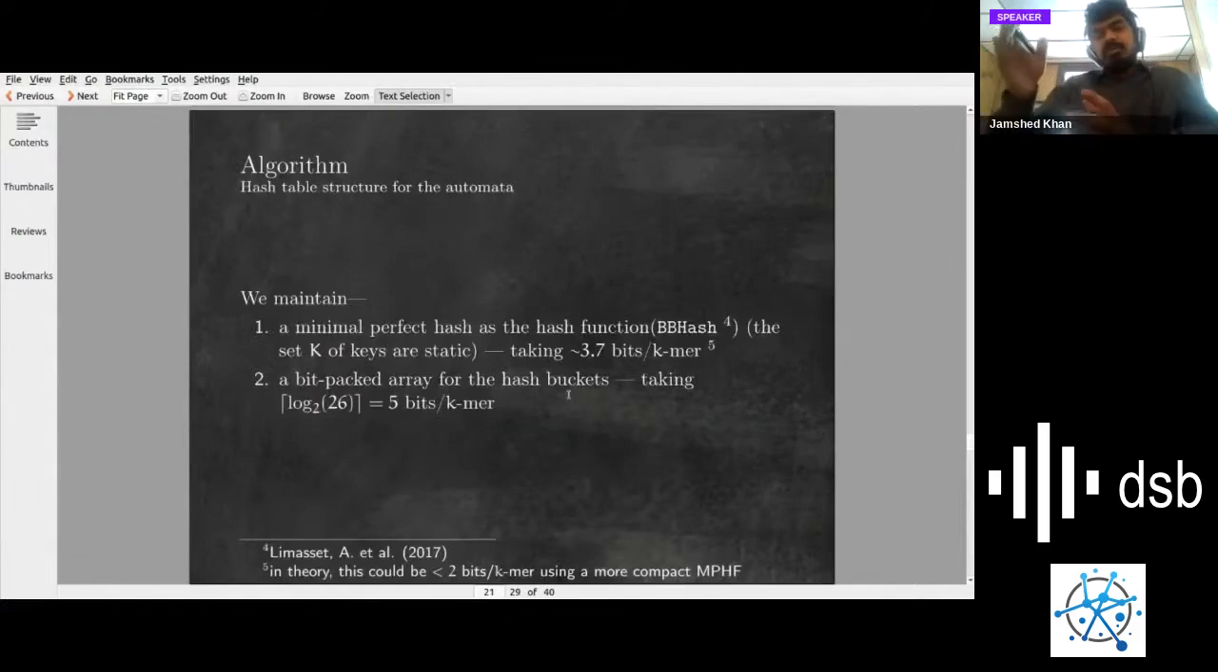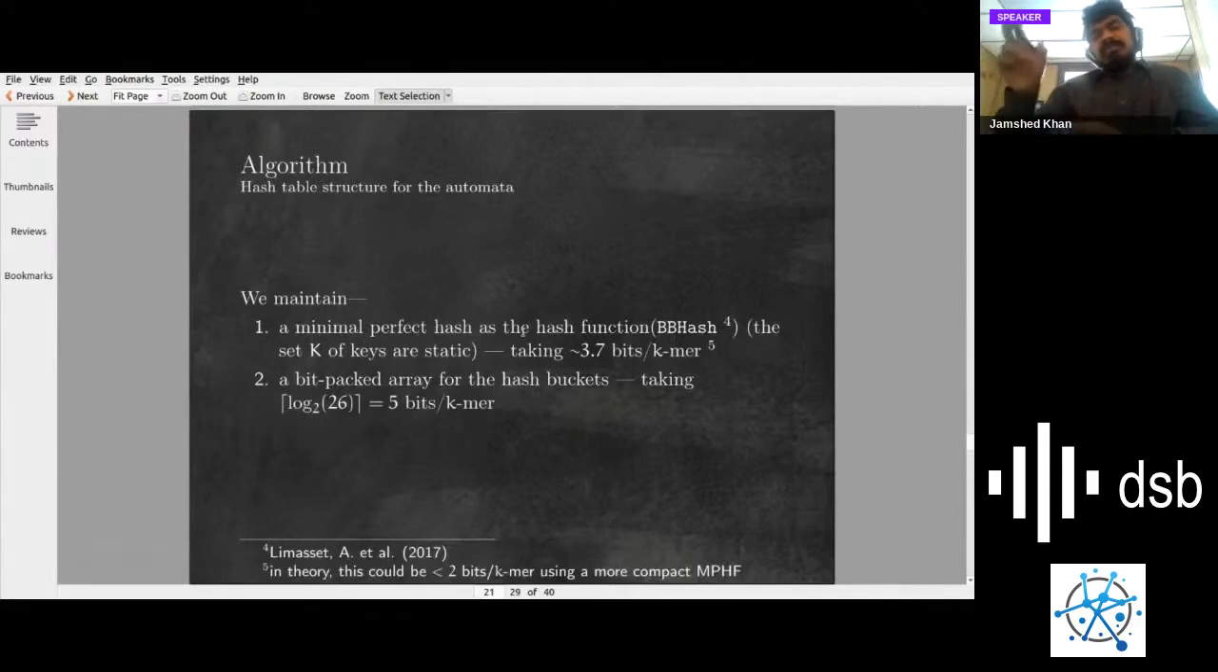Since we need some associative data structure that associates the state of each vertex, or each canonical k-mer, to the k-mer, for that we use a custom hash table. To associate the state information to each canonical k-mer, we use a minimal perfect hash function using the BBHash algorithm, which is a very efficient MPH, minimal perfect hash algorithm. This is possible because the set of keys, which is the set of canonical k-mers, can be enumerated before we go on making the graph traversal.